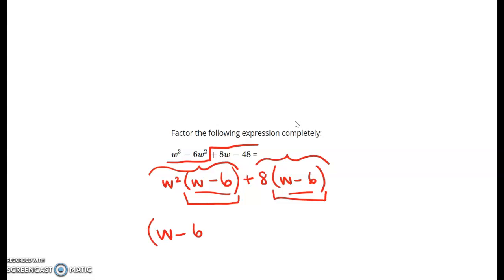So we have W minus 6. We definitely want that in parentheses. And then we'll have W squared plus 8. Now anytime when I'm factoring, if I see I still have a W squared or W to some power other than 1, I'm definitely on high alert if I can factor this further. Because it's a plus though, this W squared plus 8 isn't going to factor further, and so we're good here.